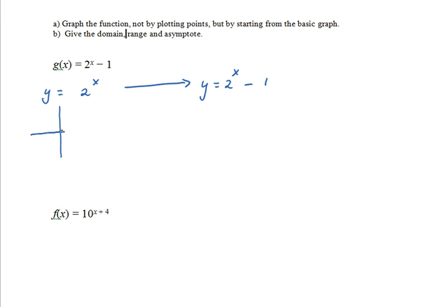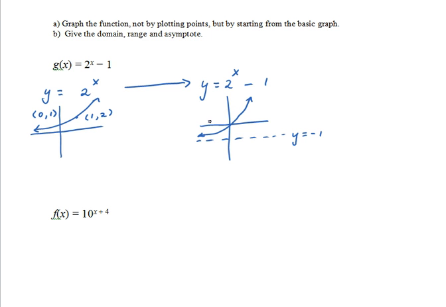So y equals 2 to the x is an increasing function going through 0, 1 and 1, 2. When we go down 1, the graph would have a horizontal asymptote at y equals negative 1, and would be going through the origin. So 0, 1 would move down to 0, 0. 1, 2 would move down to 1, 1.